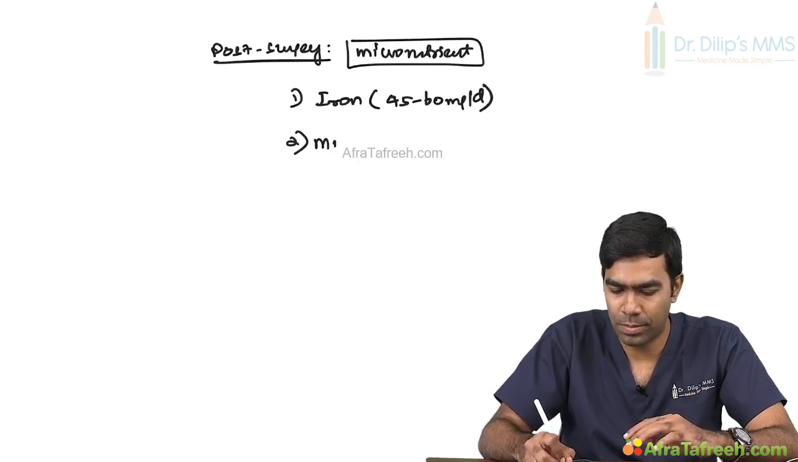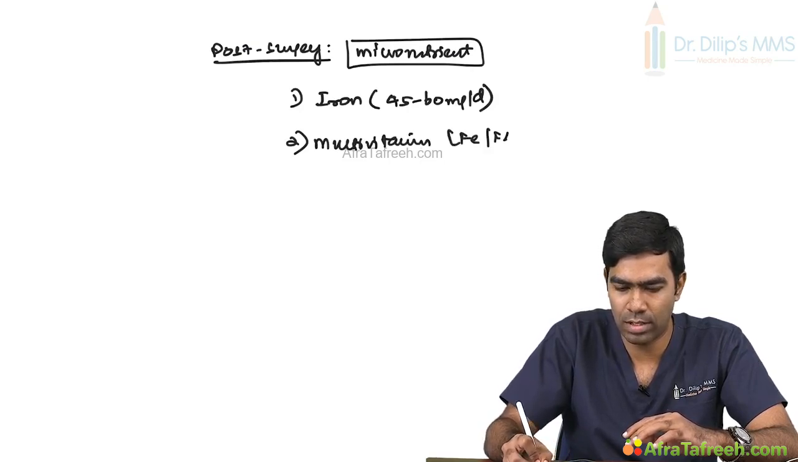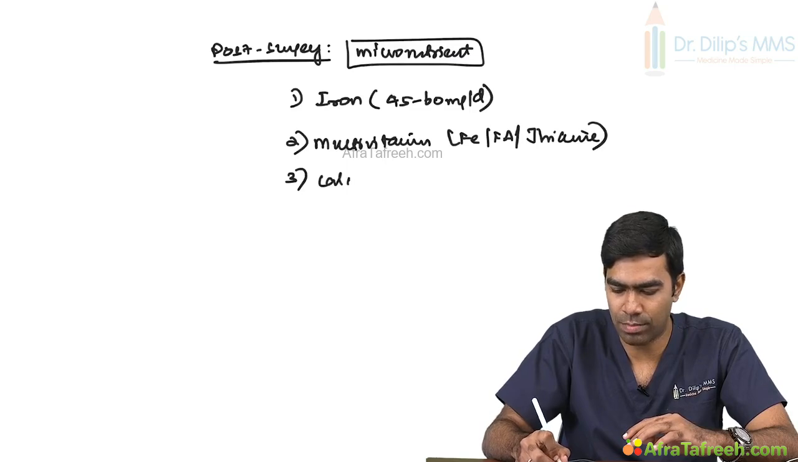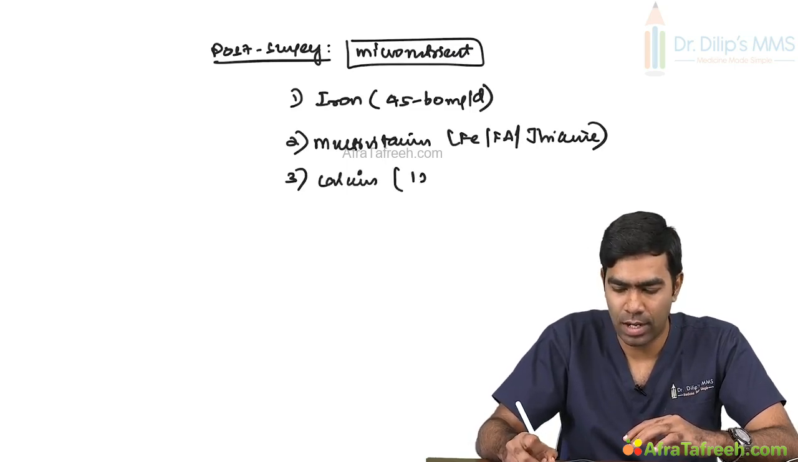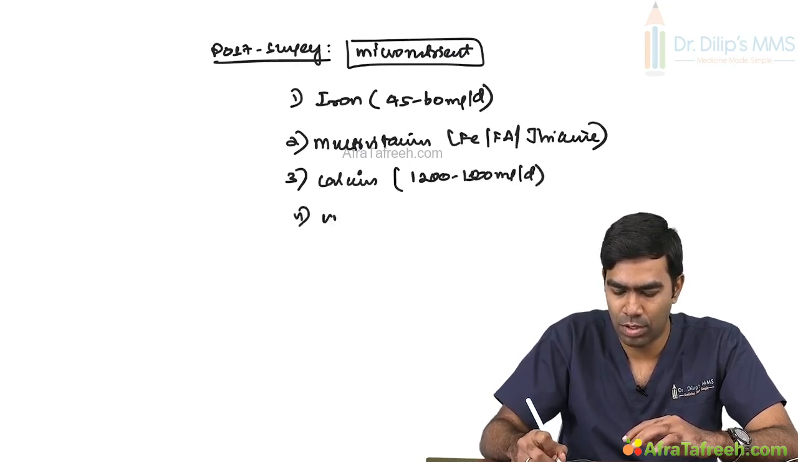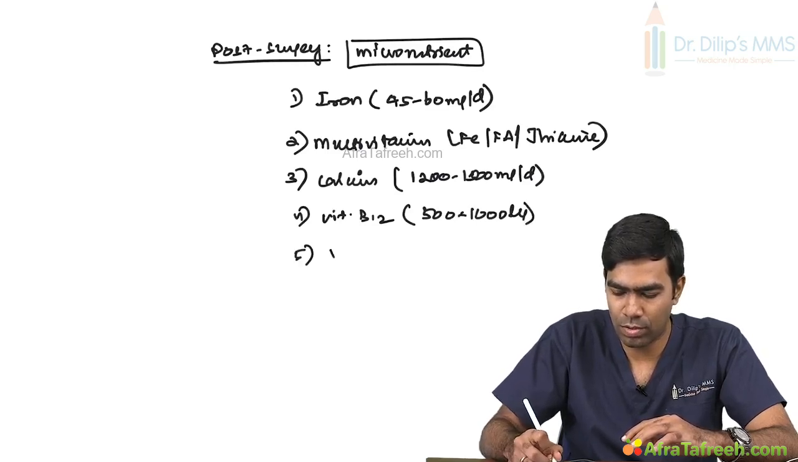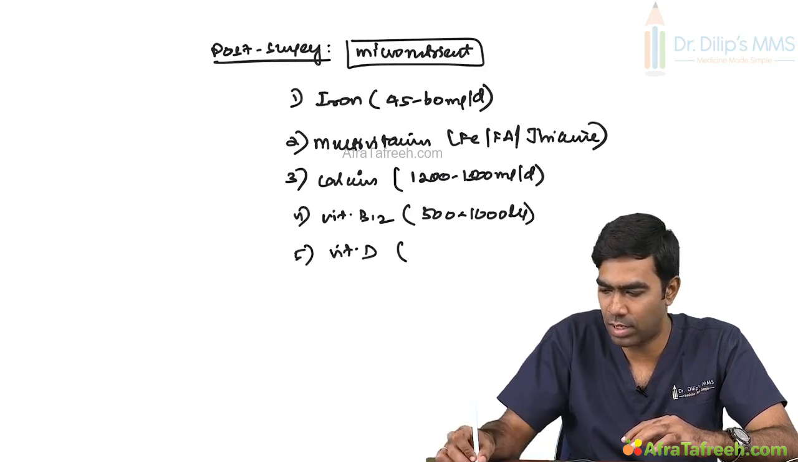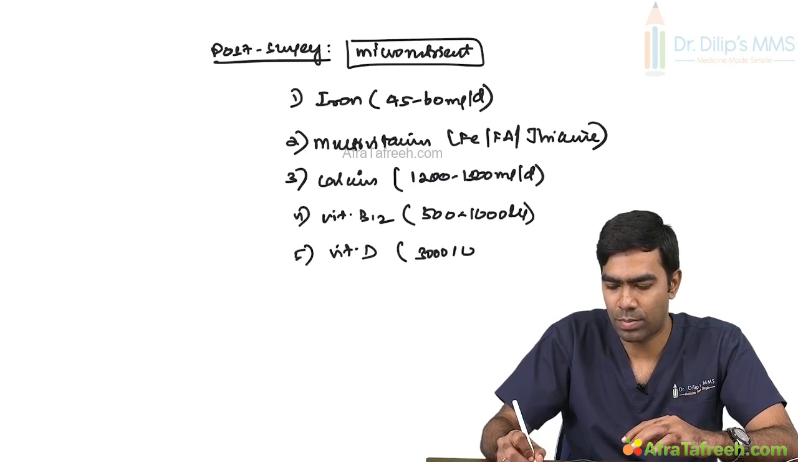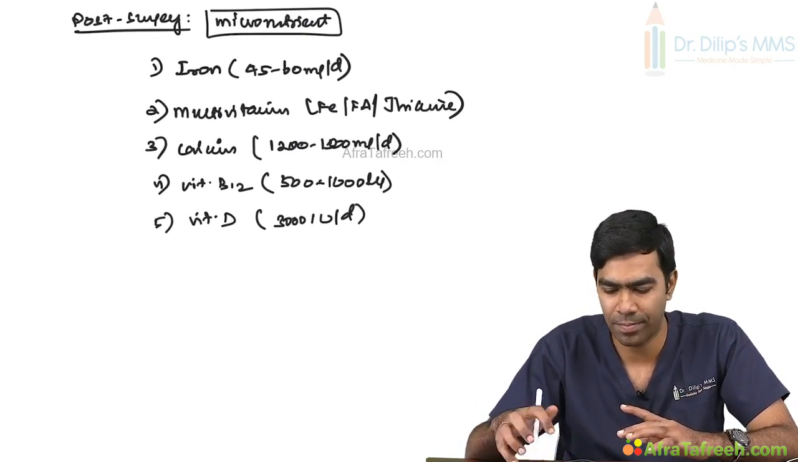And number 2, a multivitamin complex, which contains iron, folic acid, and thiamine, and calcium, especially if the duodenum is isolated, at 1200 to 1500 milligrams per day. And number 4, vitamin B12 at 500 to 1000 micrograms per day. And you can also give vitamin D supplementation at 3000 international units per day. And this micronutrient replacement is essentially lifelong, and it increases the cost of care from the patient side.